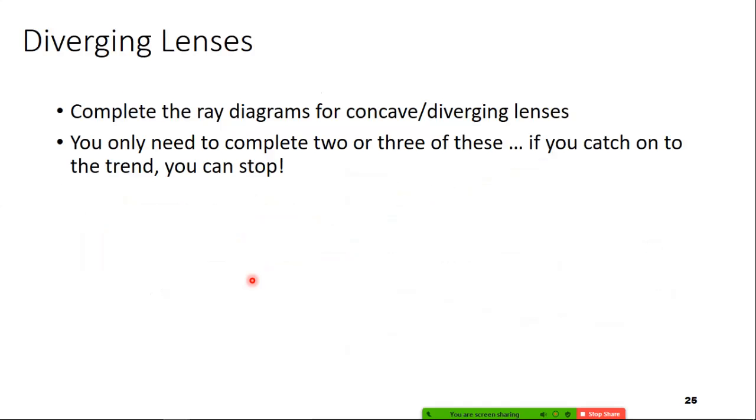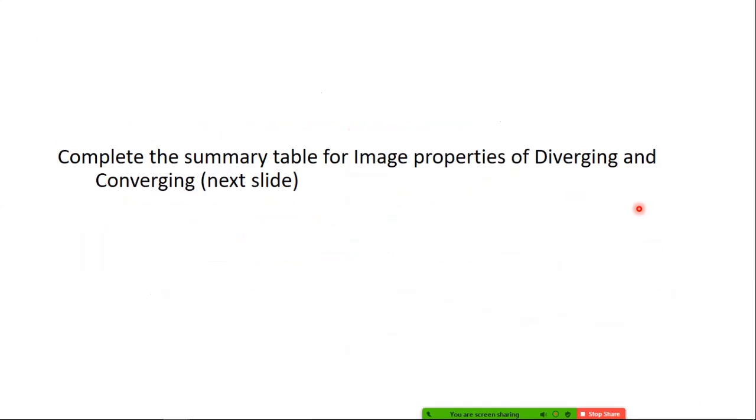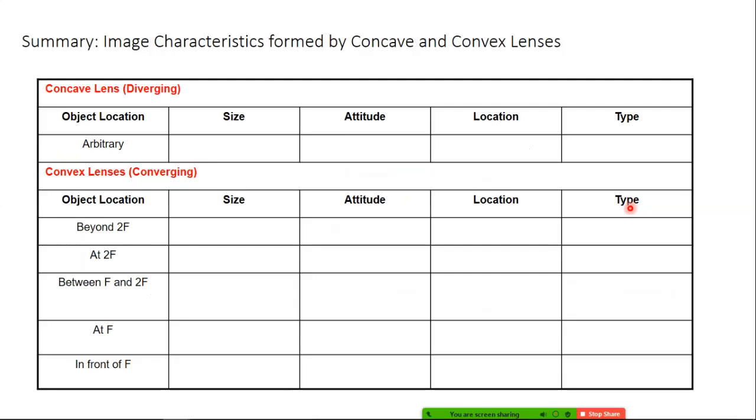And this lens is a diverging lens, and complete a ray diagram for converging and diverging lens. You need only complete two or three of these, and complete the summary table of image properties of diverging and converging sides. And here is the summary of the class: image characteristics formed by concave and convex lens.